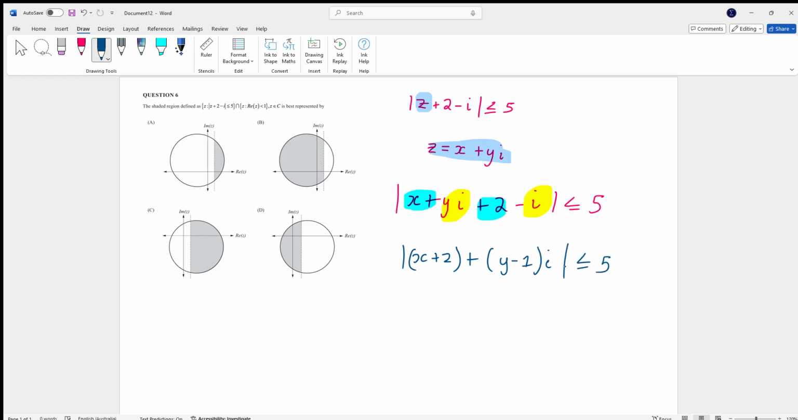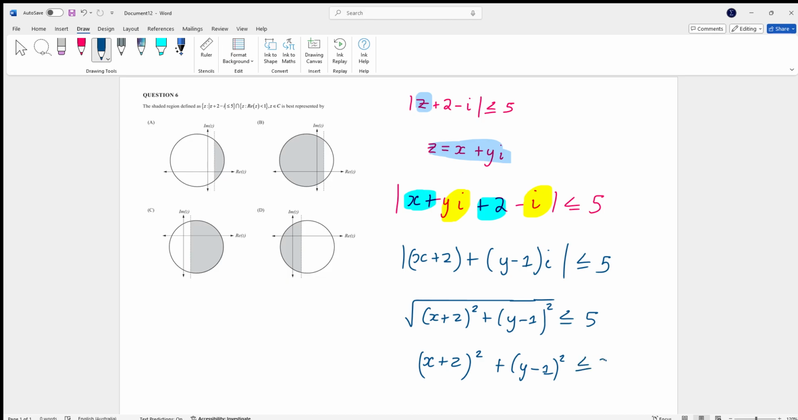Now, it's just actually finding the length of a complex number here. To find the length of a complex number, it's just like a vector. You square root and square each of the components, but you don't include i because i is built into the axis there. So you square root and you square each of these guys here. Now, hopefully you can see this is starting to look like the equation of a circle. Then all we do is move it to the other side. So here we have (x plus 2) squared plus (y minus 1) squared less than or equal to 25.